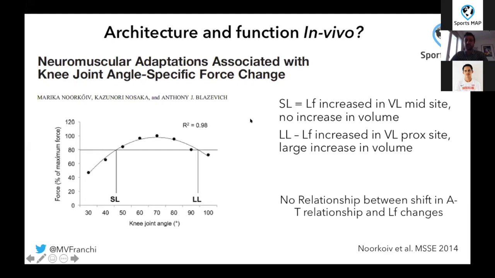And what he saw is that in the short length training, fascicle length increased in the VL, the mid site, but without an increase in vastus lateralis volume. Whereas at long length, the training increased fascicle length in the VL proximal site, so a different muscle site, with a large increase in volume. But nonetheless, no relationship was found between the angle torque shift and the fascicle length changes. So a little bit going not against, but not finding the same result of a previous study.